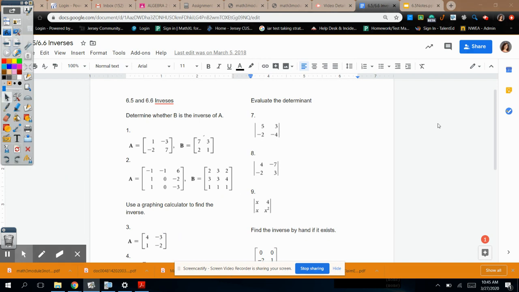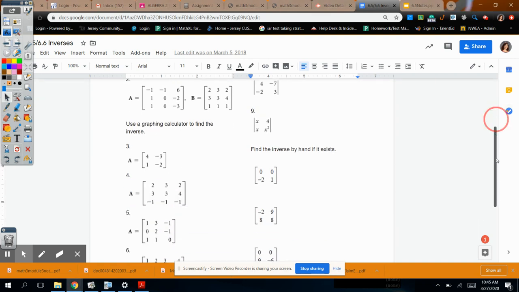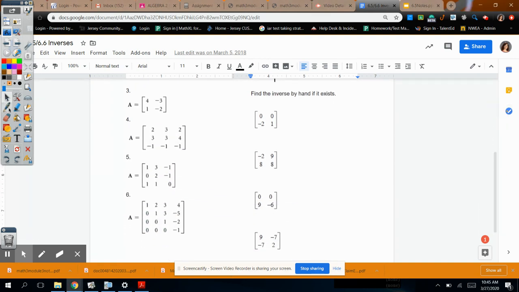Okay, so how do you find the actual inverse? Okay, here's how you find the inverse. You will have to memorize this. That's why I want you in your notes.